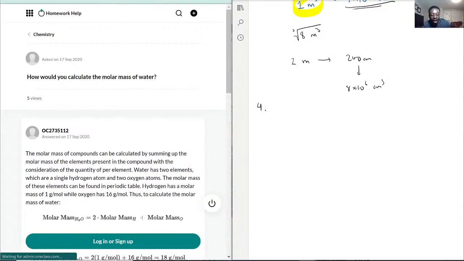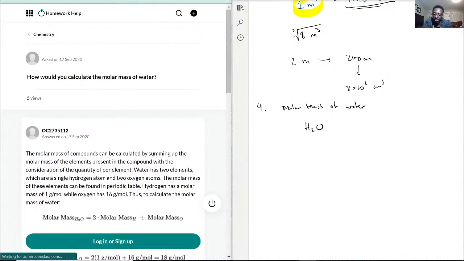Question 4 is saying, how do you calculate the molar mass of water? So, with this, to find the molar mass, you always first need to know the actual composition of the molecule. So, what is water? Water is H2O, okay? That represents water, dihydrogen oxide. Technically speaking, I don't think anyone really calls it that because they just know it as water.